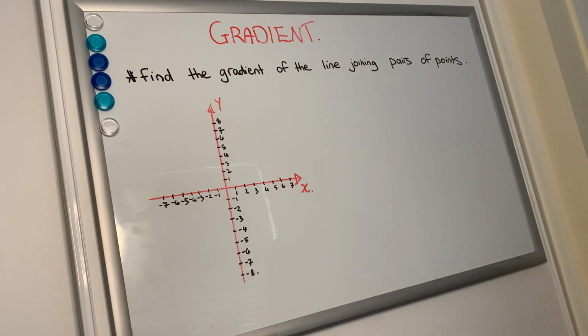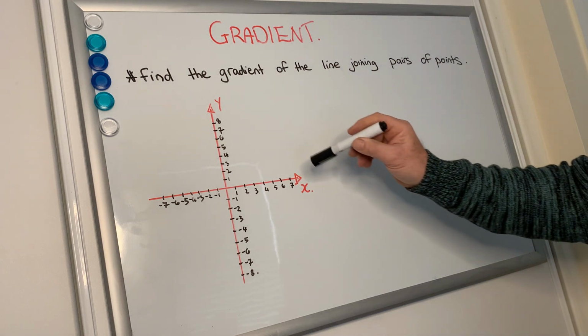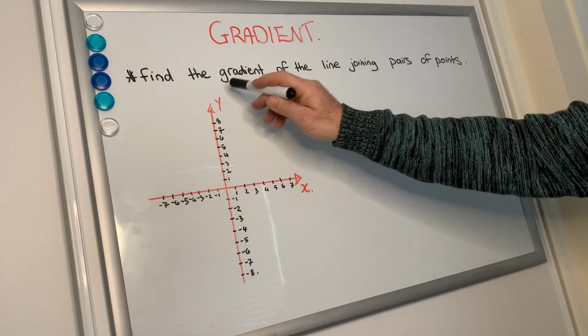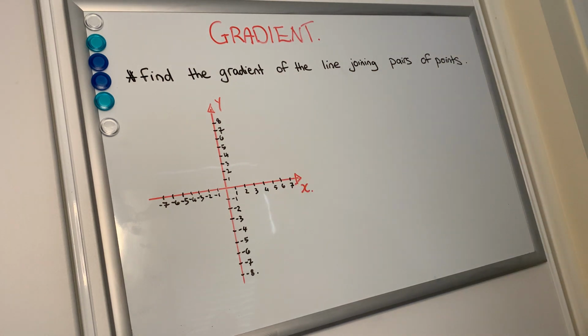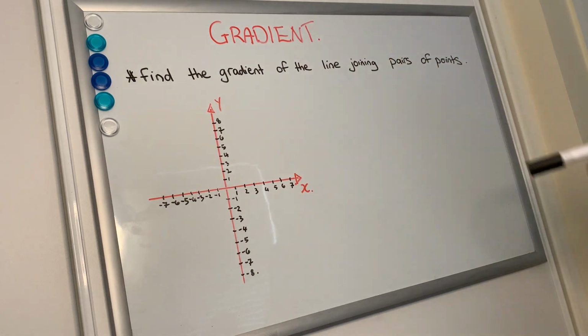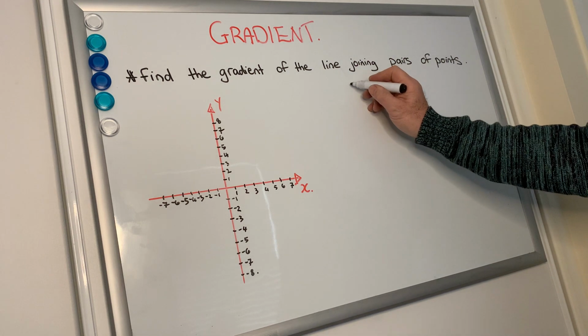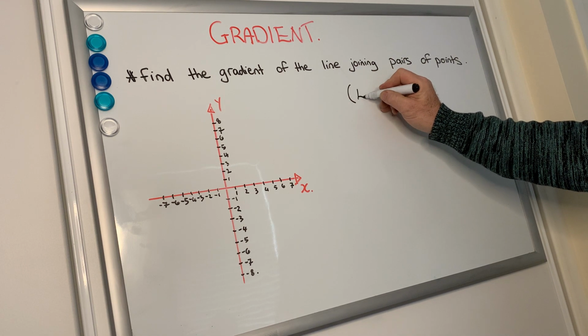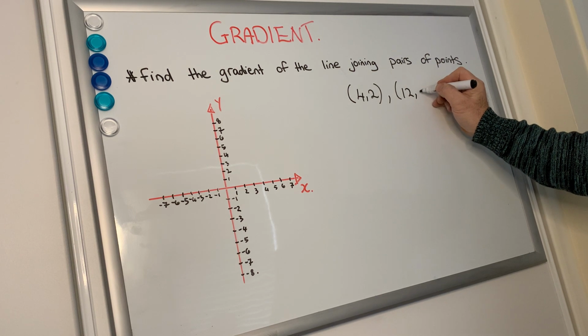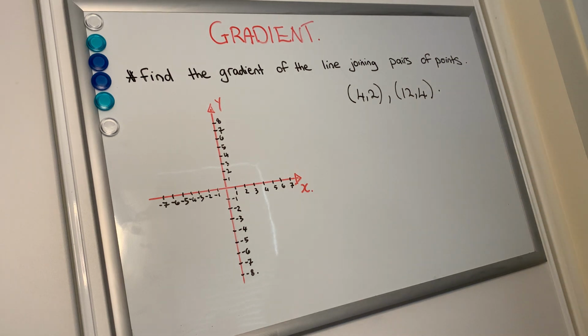Hi everybody. Today we're going to be looking at working out a gradient of a line. On my board I've got an example of a Cartesian plane with the y-axis and the x-axis. What I would like us to go through is to find the gradient of the line joining pairs of points. For example, if we had coordinates of 4, 2 and we had 12, 4, just as an example.